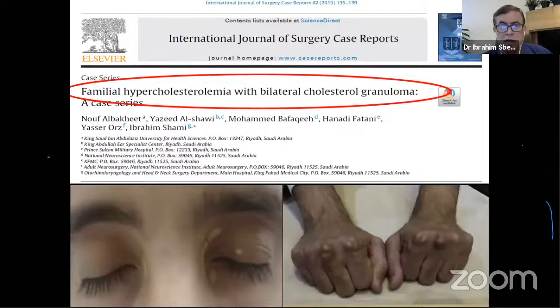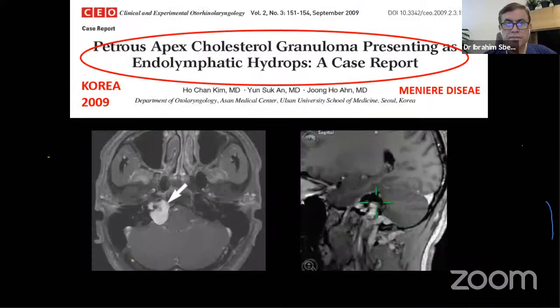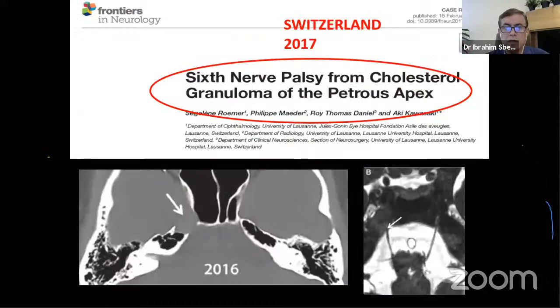This is a paper from Saudi Arabia, a very interesting paper. Another paper from Korea: the cholesterol granuloma is presenting as an endolymphatic sac problem, hydrops, and Meniere's disease. This is another paper showing cholesterol granuloma presenting as sixth nerve palsy. You can see here the cholesterol granuloma, and you can see the abducens nerve as it goes into Dorello's canal being compressed by this cholesterol granuloma here.